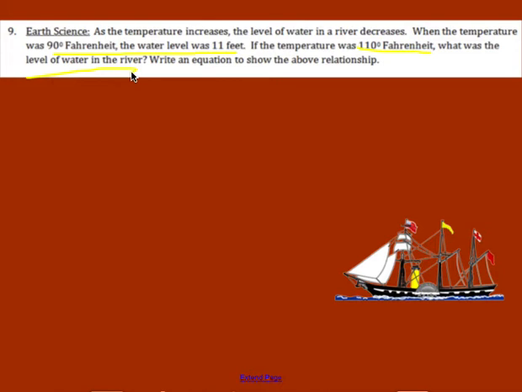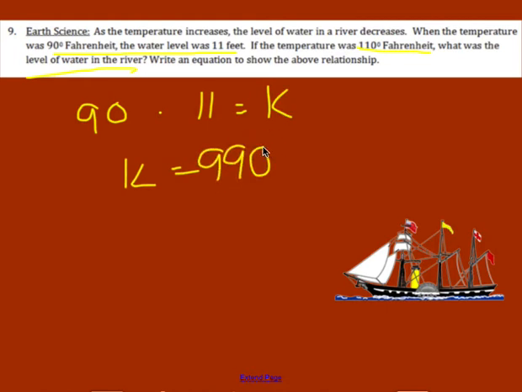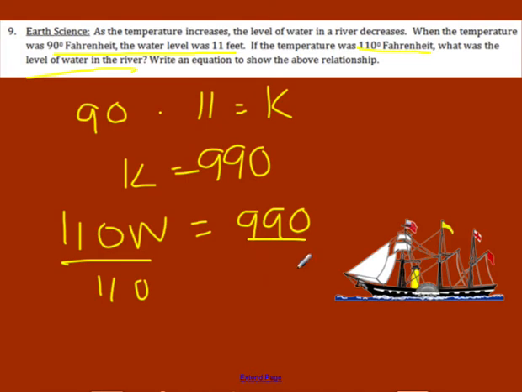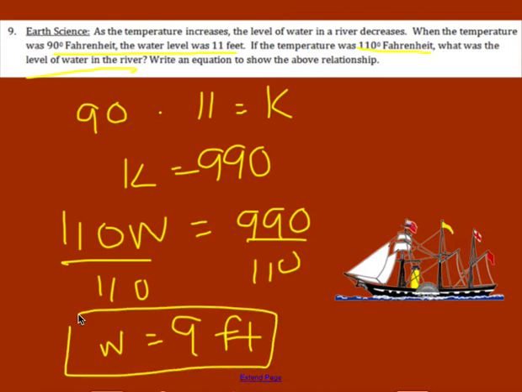So first let's get our k. When it's 90 degrees, the water level is 11 feet. So then our k is going to be equal to 990. Then when the temperature was 110 degrees, we don't know the water level, so I'll just call that W. Those two multiplied together also have to be equal to our k. So I'm going to go ahead and solve for W, and I end up getting that W is equal to 9 feet. So the water level is 9 feet when the temperature is 110 degrees. So it's really not that different.